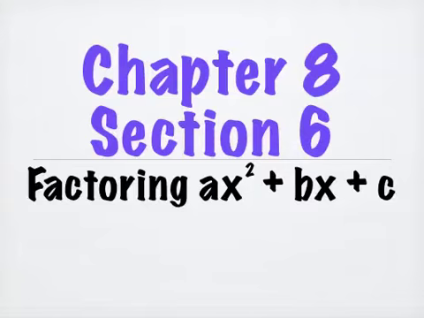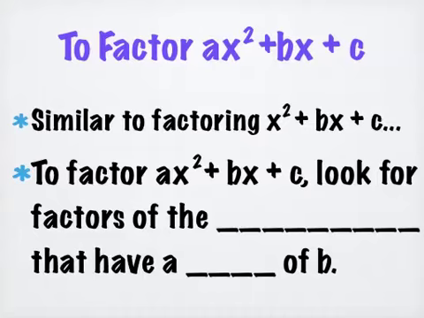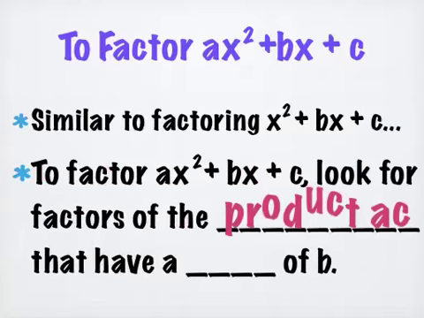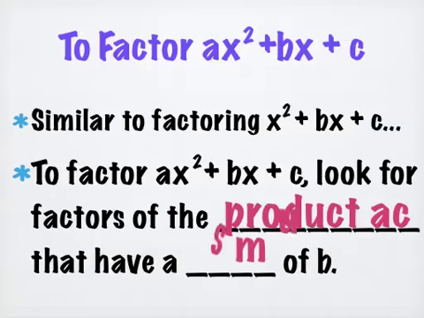Today, what's going to be different is we're going to have a number besides 1 in front of my x squared. To factor ax squared plus bx plus c, it's going to be similar to factoring x squared plus bx plus c. But to factor ax squared plus bx plus c, we're going to look for factors of the product AC that have a sum of b. This is similar to yesterday, because just like yesterday, we need the factors to have a sum of b. But the difference is now we're going to find factors of a times c instead of just c.